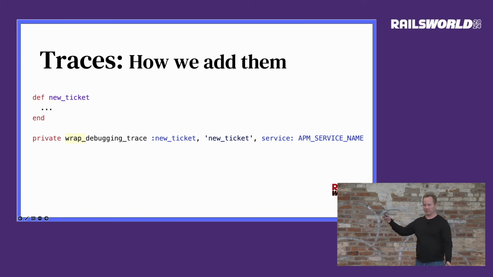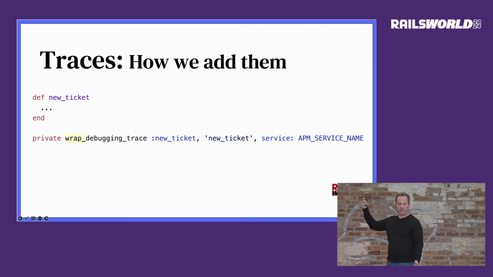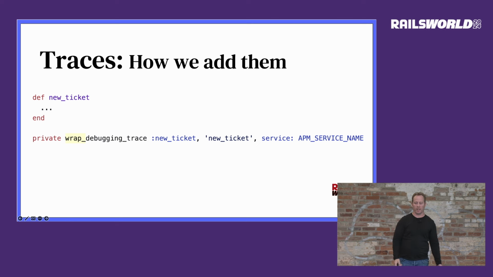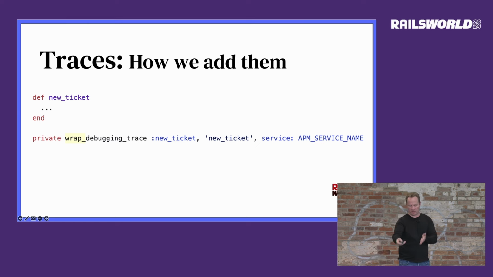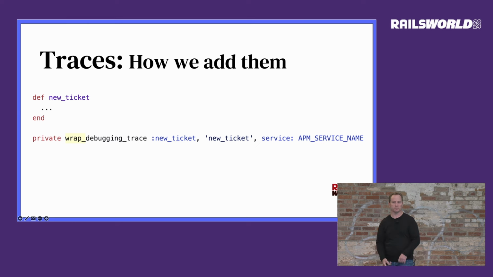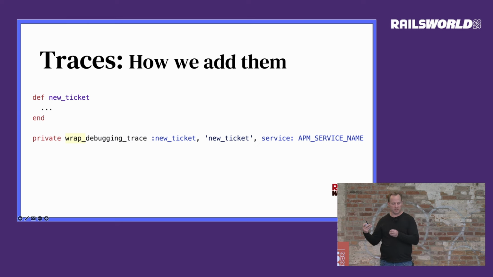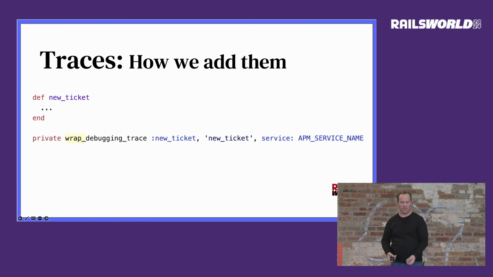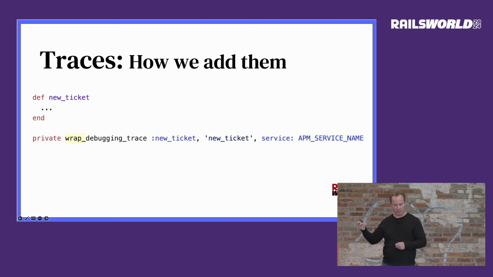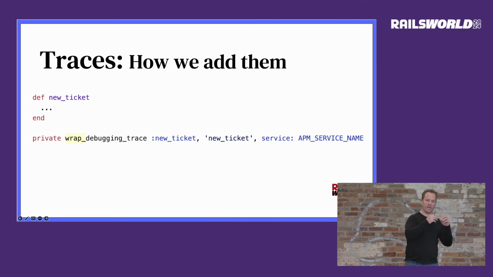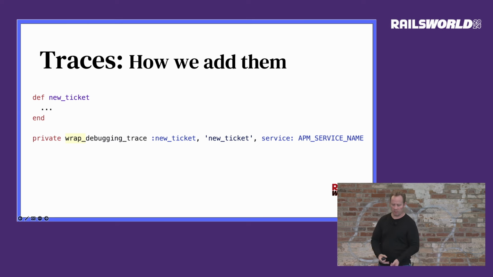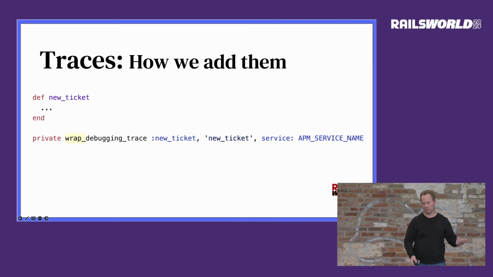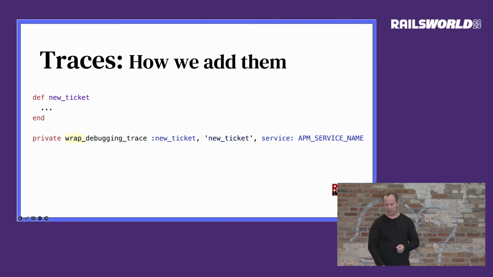Here's an example method. It's not a real method in our application, but say you have a new ticket method. This is just to show the syntax. You have a method called wrap debugging trace. You pass in new ticket, which is the method name. The second new ticket parameter is what you want to call that trace in Datadog, since you might not want the same trace name. The last one is really just color coding. We mostly use the same color coding for anything custom, but you can add some.